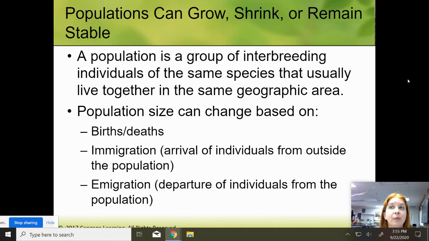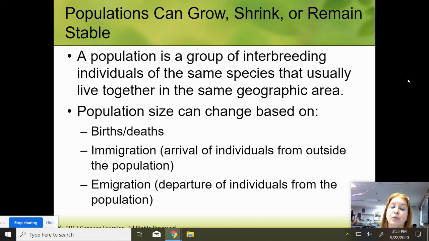A population is a group of interbreeding individuals of the same species that usually live together in the same geographic area. So you're looking at the same species, but a whole bunch of them. That's a population. So we can change on a couple things. It can get larger if more babies are born. It can get smaller if a bunch of organisms die.